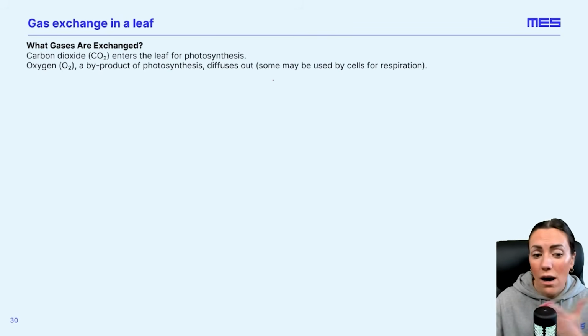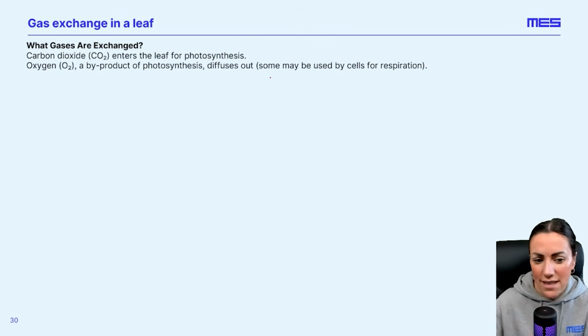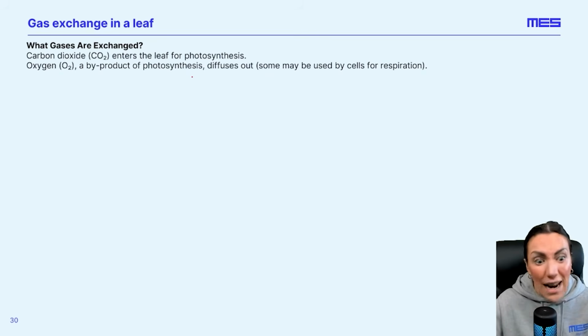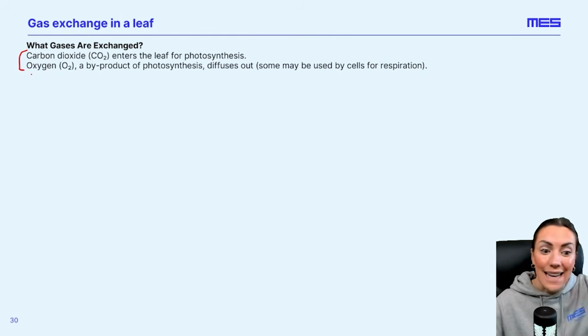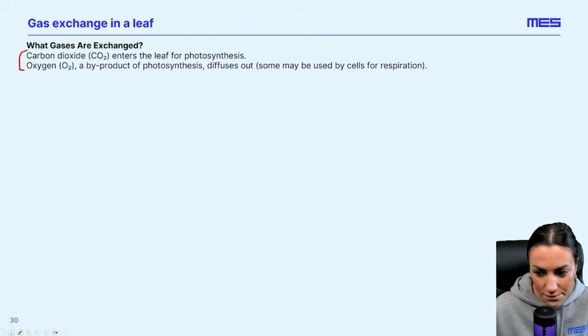Now, some of the oxygen that it makes in photosynthesis may be used by the cells for respiration. But if there's a high rate of photosynthesis and a lot of oxygen being made, it might be that some of it gets used in respiration, but the rest of it diffuses out. So this is really when it is sunny, when there's a higher rate of photosynthesis than respiration. You've got CO2 diffusing in for photosynthesis and oxygen diffusing out.